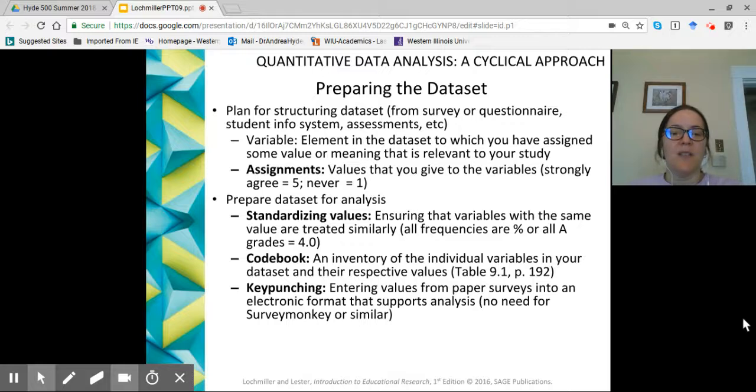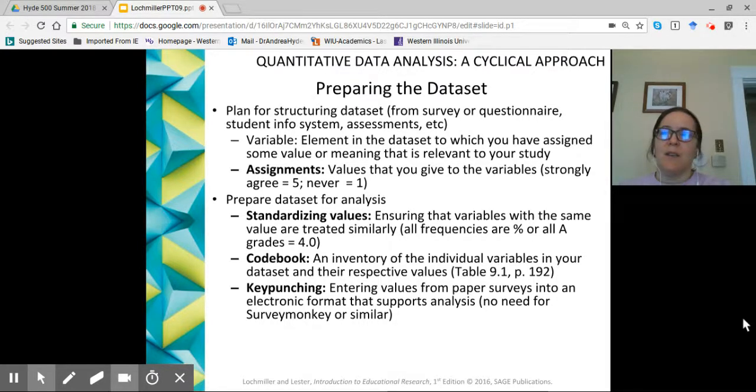Here are some terms to think about. Any element in your data set to which you have assigned some value or meaning that is relevant to your study is going to be considered a variable. Remember we talk about dependent or independent variables, but then there are extraneous variables too, maybe things that you're not actually testing for, but you want to be aware of. Sometimes that can be demographic data, although that does sometimes get tested, included in the experimental or correlational data.